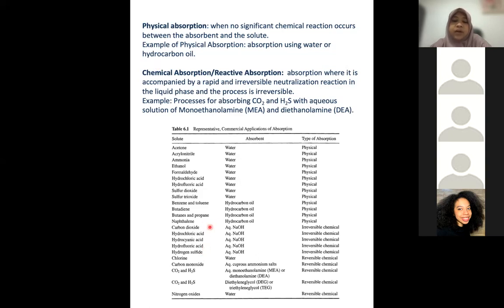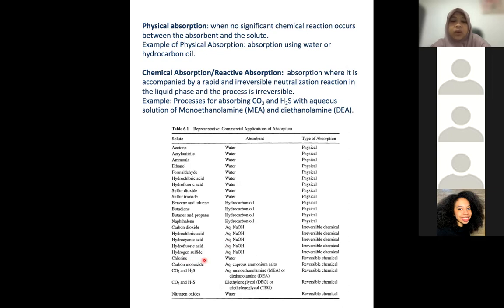Okay, another example is the reaction between hydrochloric vapor and aqueous sodium hydroxide, or carbon dioxide with aqueous sodium hydroxide. This is called irreversible chemical absorption because it is an acid-base reaction, and then the product is, of course, irreversible. But this one can be reversible or irreversible.